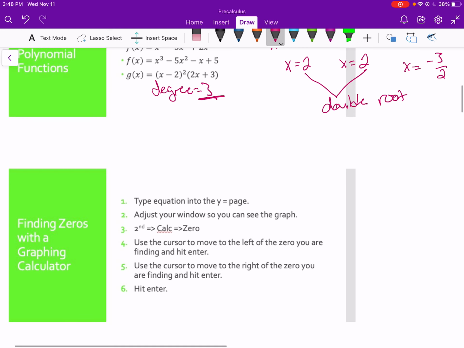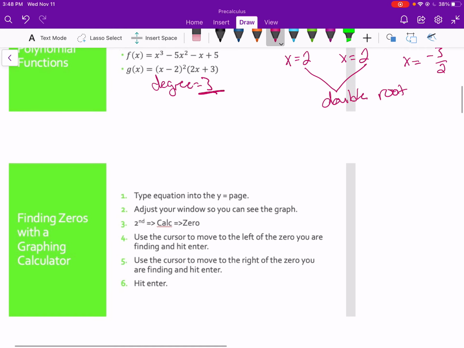To find zeros with a graphing calculator, you're going to type the equation into the y equals page, adjust your window so you can see the graph, and then there's a second calc. Second calc is above the trace. So second calc, and then trying to find a 0.